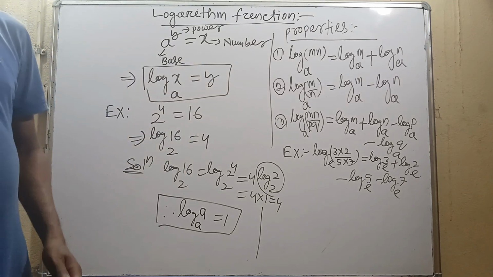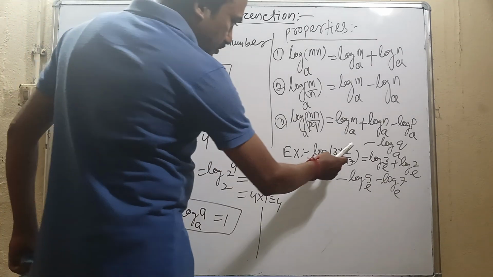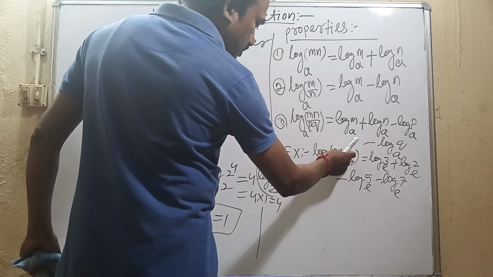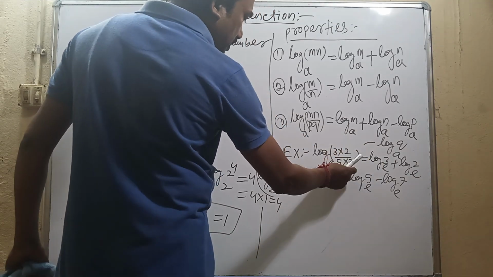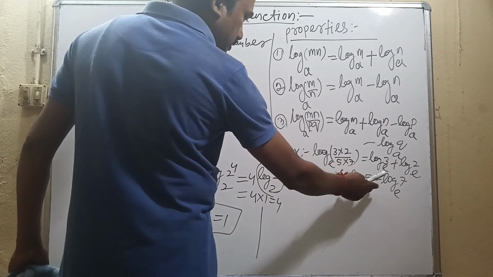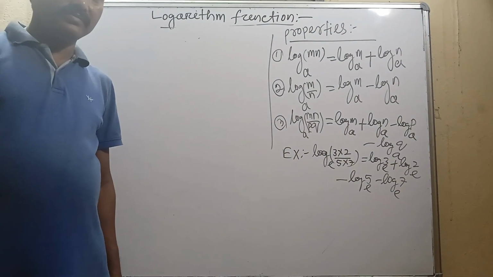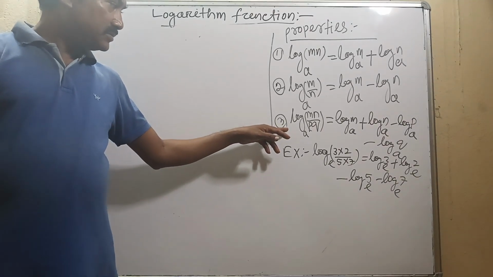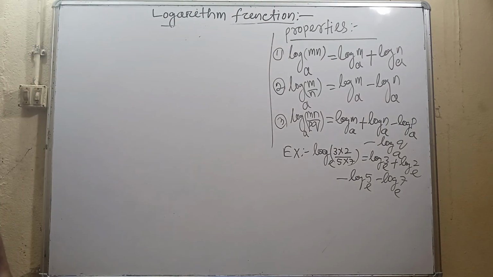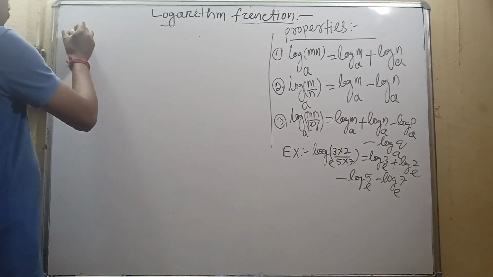Again, here m into n is multiplication, so you take positive signs, and division means you take negative signs: log 3 into 2 base e, minus log 5 base e and minus log 7 base e. Then the third property, m into n divided by p q: log m base a plus log n base a minus log p base a minus log q base a.